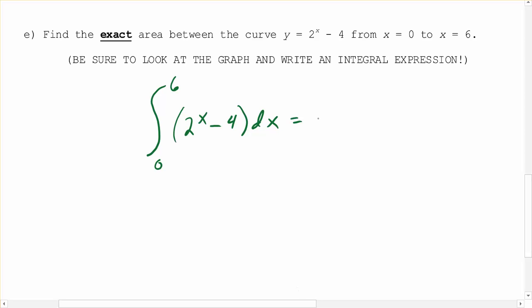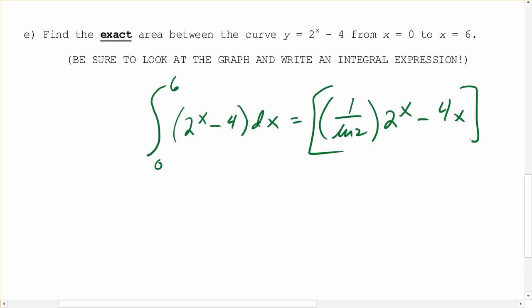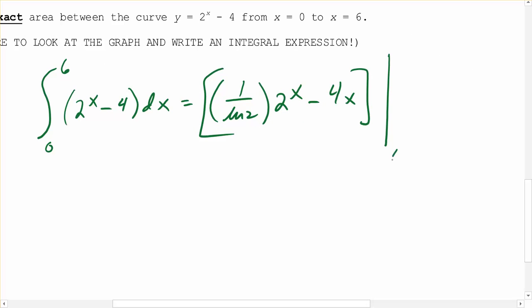And what does this turn into? 1 over ln 2 times 2 to the x minus 4x. And you're integrating that. You're doing that from what to what? 0 to 6. Plug in 6. So what do you get? 2 to the 6 over ln 2 minus 24.